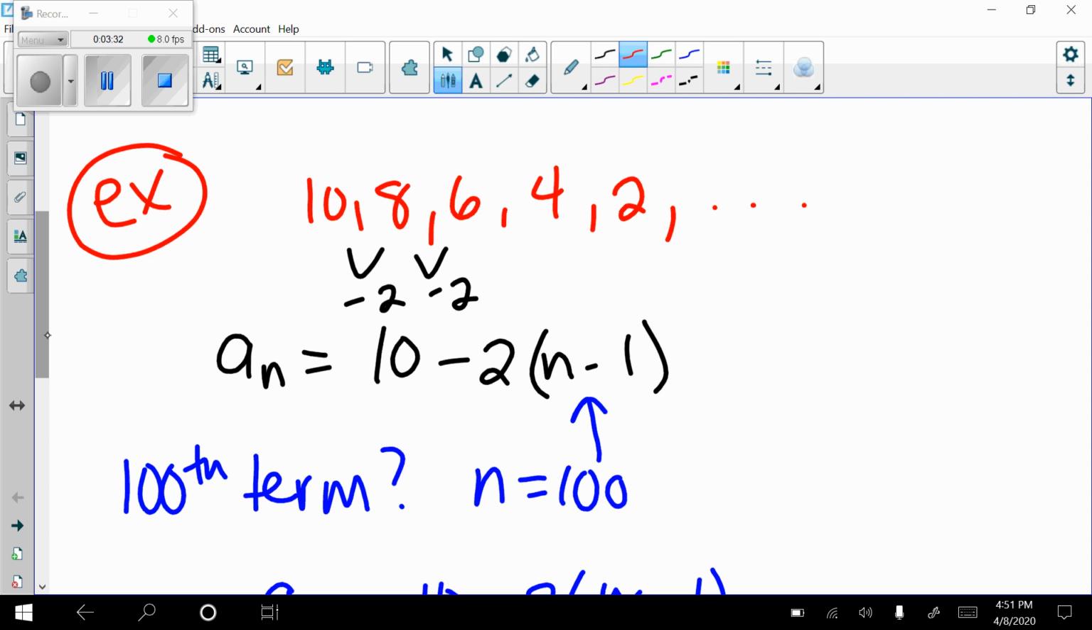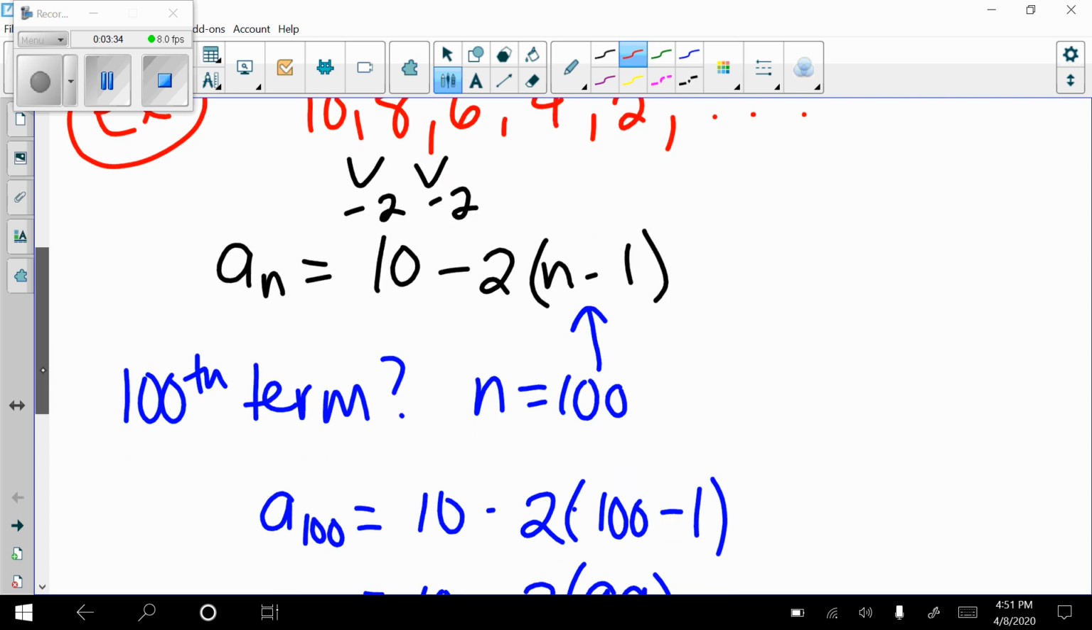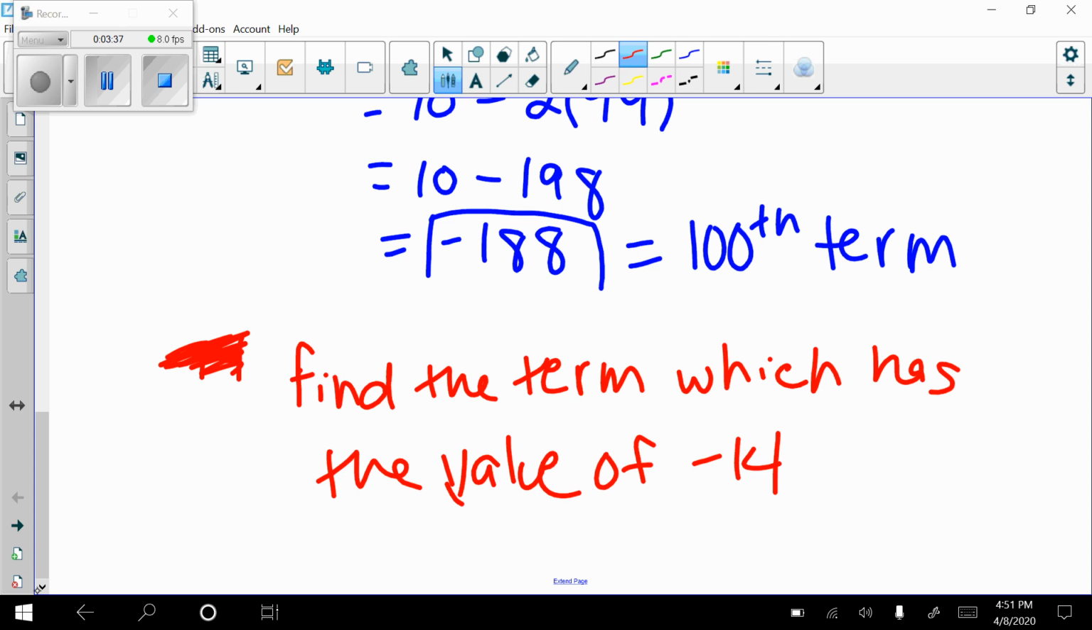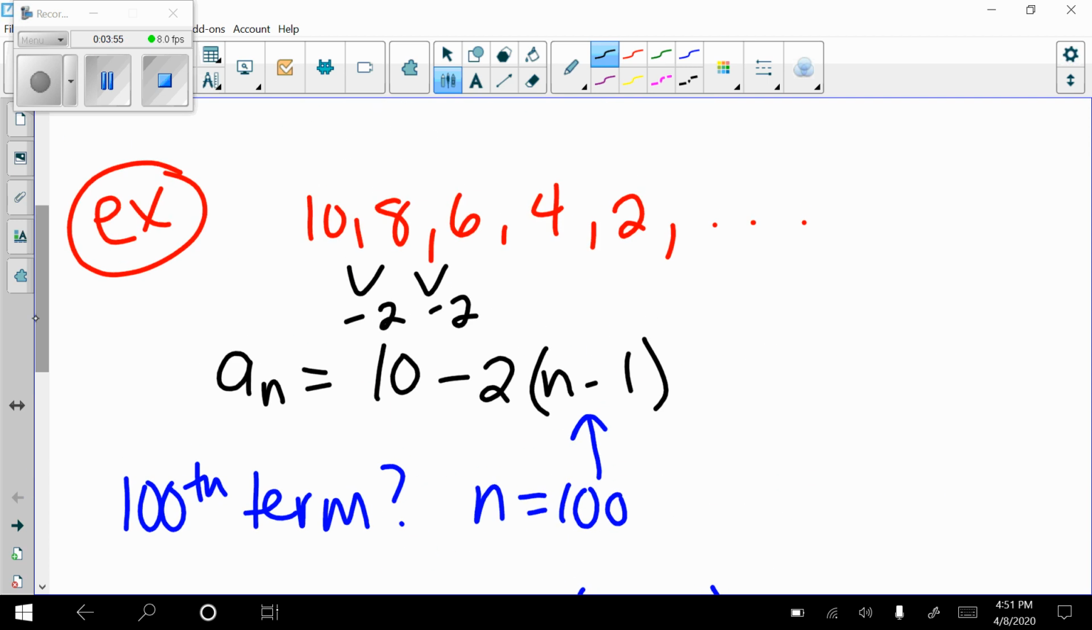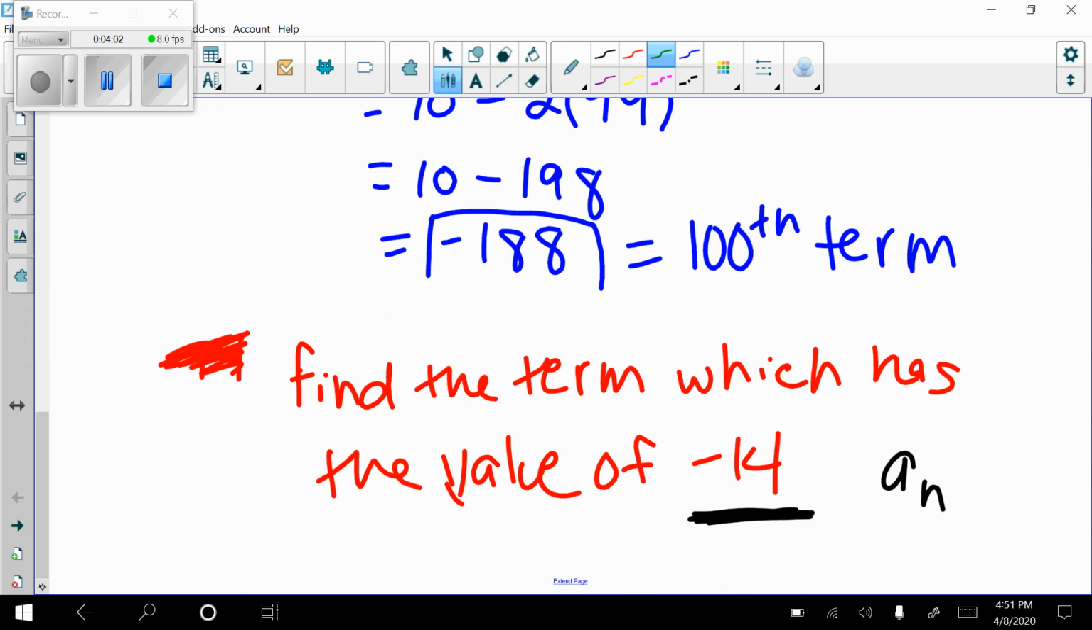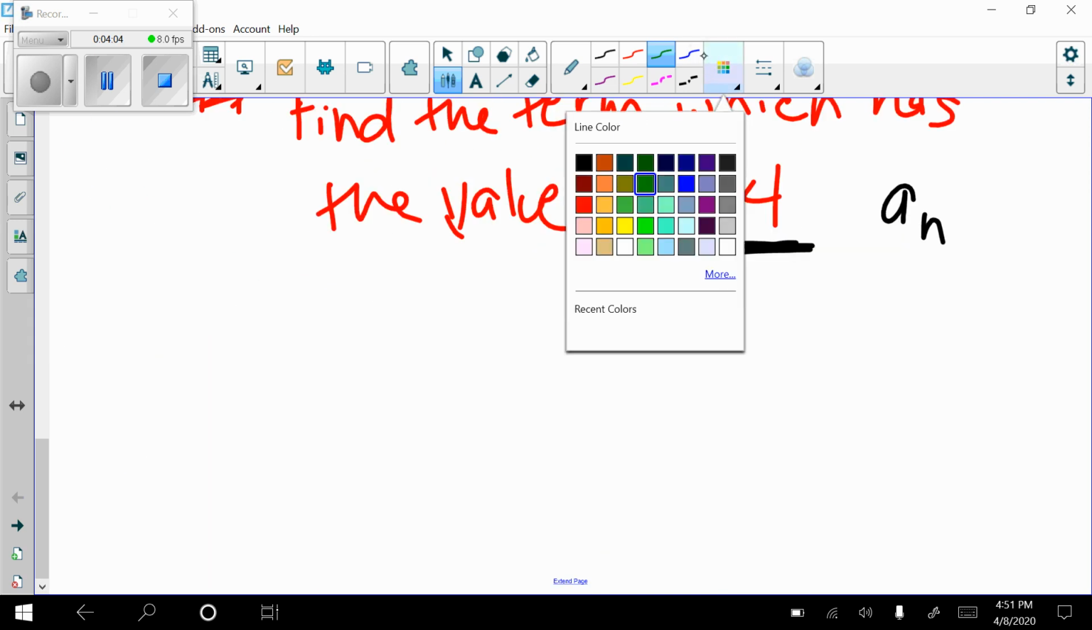So you can keep subtracting by 2. That could take a while. So what we're going to do is still use the equation, but it's kind of like working backwards. If I give you the value of one of the terms, that just means that that is one of the terms. So in the equation, we are actually going to be plugging in an and then trying to solve for n.